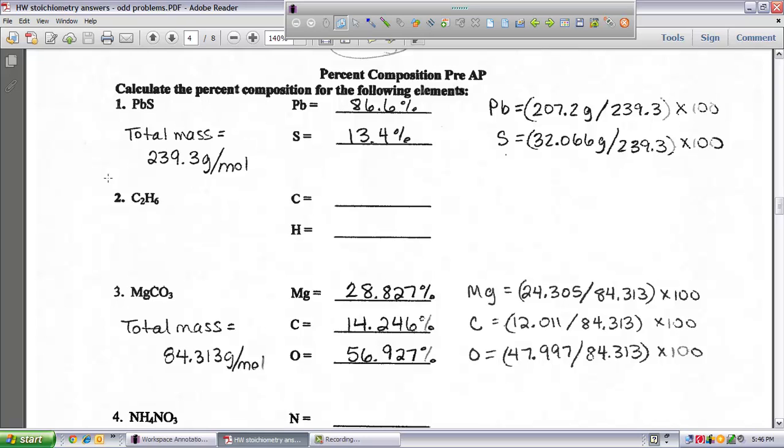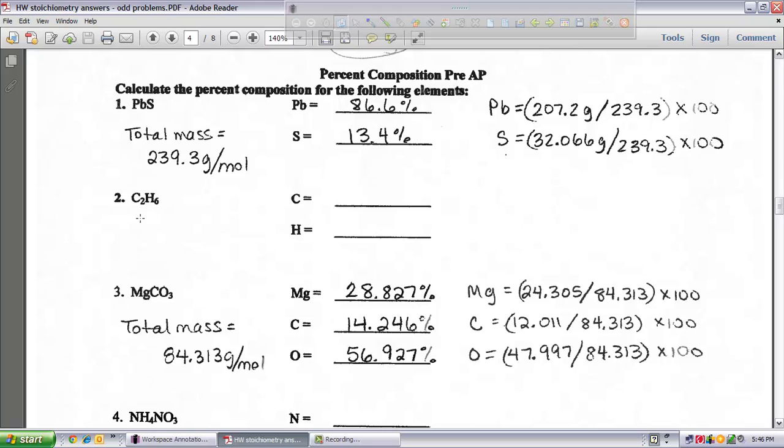You take the total mass, it's always by mass, the total mass of your compound. So you would look on the periodic table at lead and sulfur and add those up, and that would be your total mass. Then you take a ratio of the mass that lead contributes to the compound, divided by the total mass, and multiply that times 100 so you get percent, and that would be the number that you get.